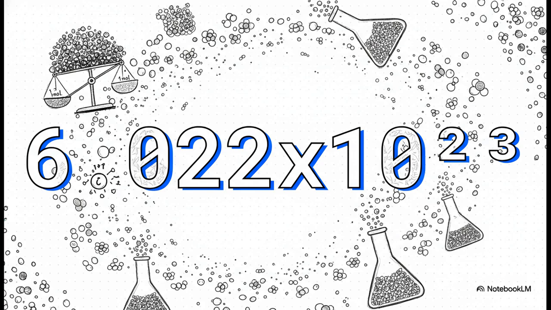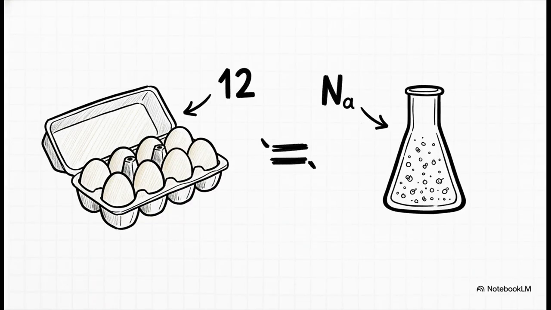We could never count them one by one, so we have to count them in these giant batches called moles. Honestly, the best way to wrap your head around it is this. A mole is just a chemist's dozen. When a baker talks about a dozen eggs, you know they mean 12. Well, when a chemist talks about a mole of water, they mean 6.022 times 10 to the 23rd molecules. It's just a convenient shorthand for counting on an atomic scale.